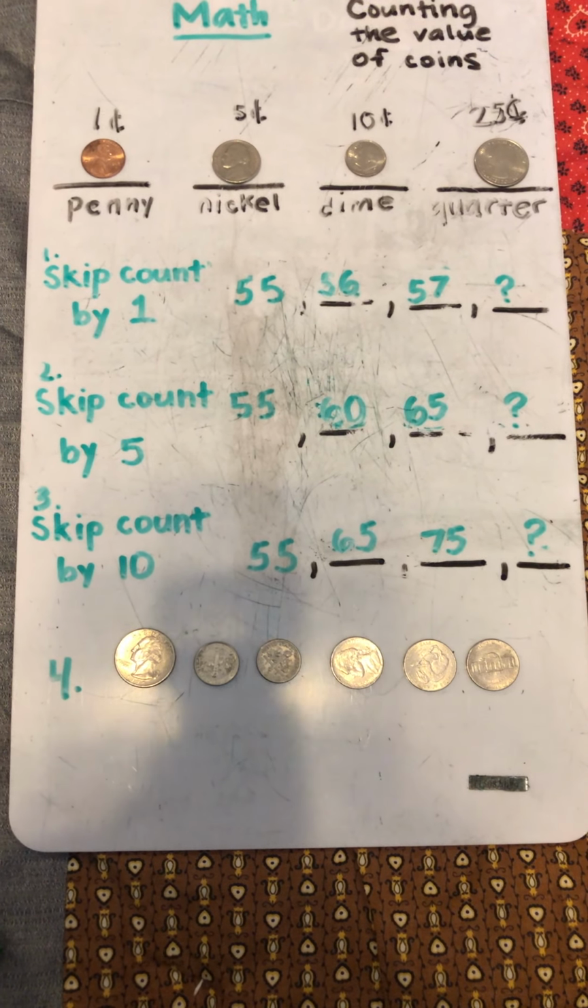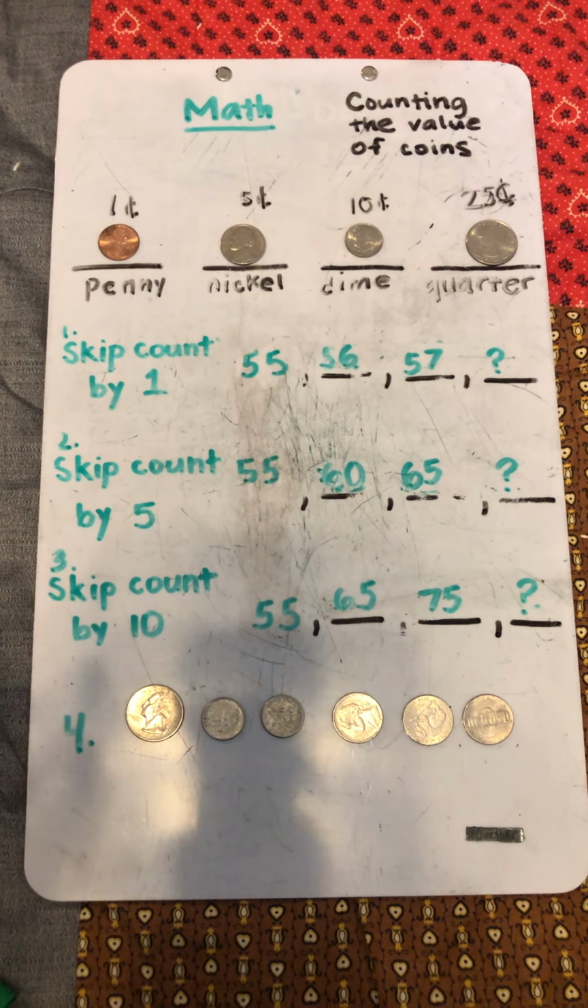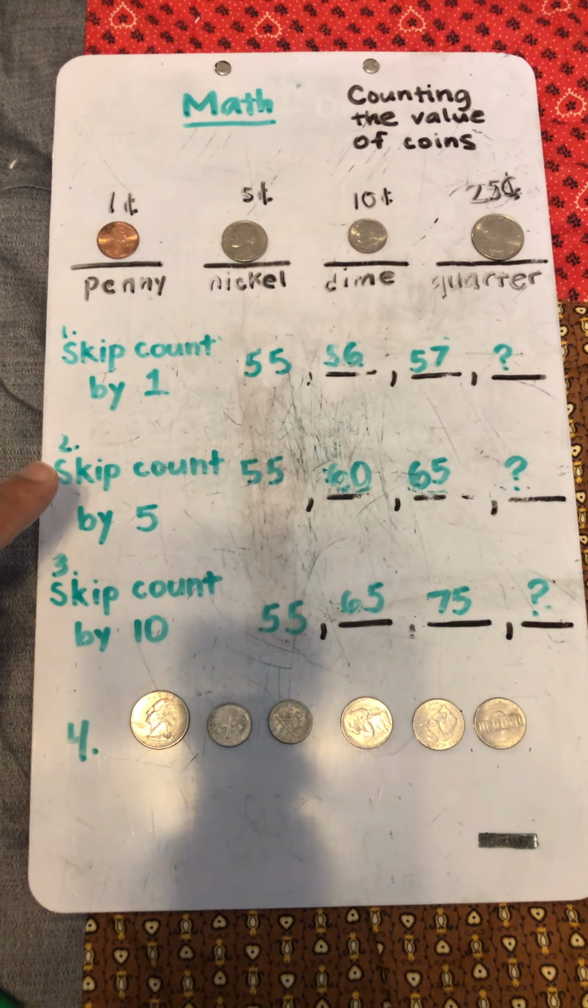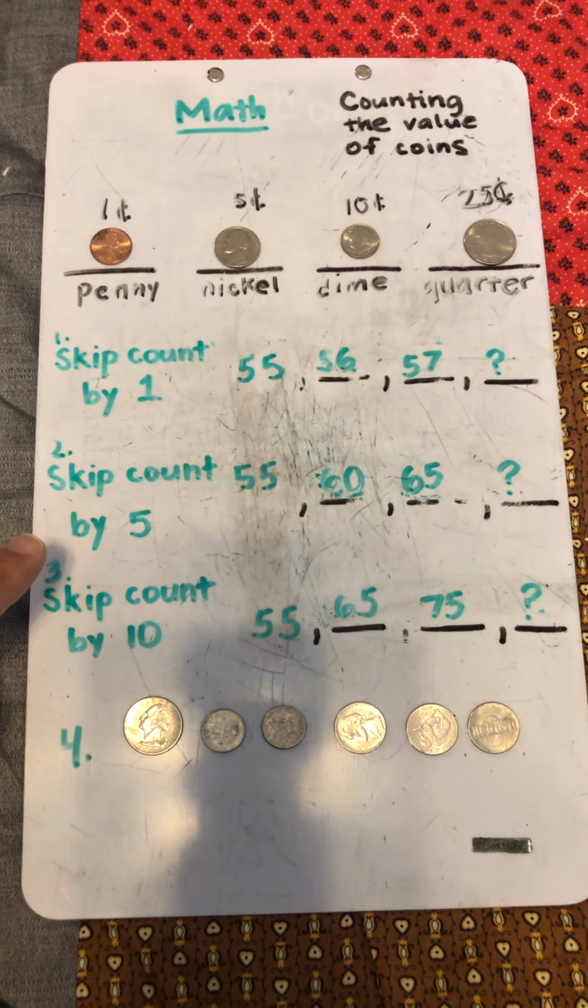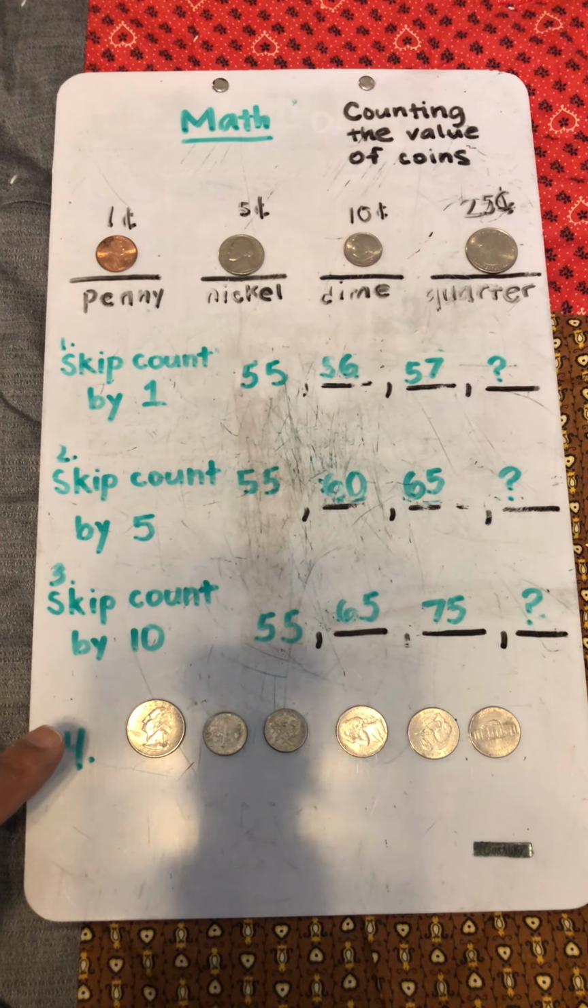So you have 4 answers to give me in your private comment. Finish this skip count pattern, finish this skip count pattern, finish this skip count pattern, and then tell me the value of these coins.